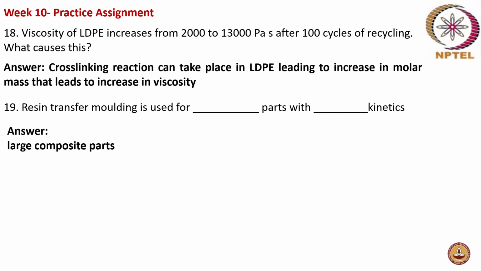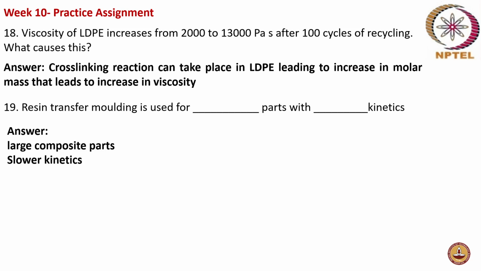Answer is, resin transfer molding can be used for large composite parts. Why? Because in case of resin transfer molding, the polymers chosen for this molding, the kinetics of cross-linking and curing is slow. That is why you use resin transfer molding for large composite parts, because for the entire mold, the polymer has to flow and the cross linker has to be added, and then the reaction has to take place. That means only for a slower kinetics, it's easier to make the large part.